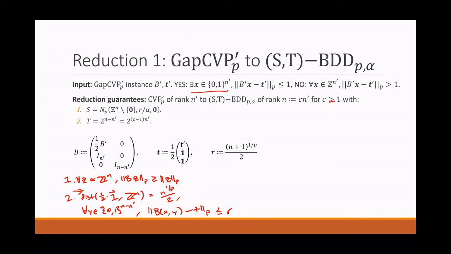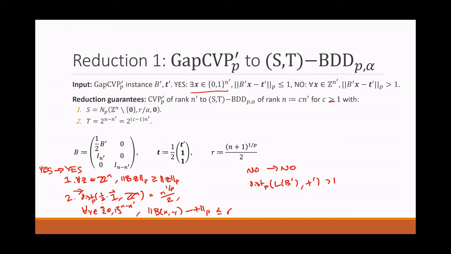Okay, so both of these items show that if we have a yes instance of gap CVP', then we in fact reduce to a yes instance of STBDD, where S and T are set as shown. For the no to no case, this again follows straightforwardly from this observation about the distance between the all-halves vector and the integers, combined with the guarantee that in the no case, the distance between the lattice generated by B' and T' is strictly greater than 1. So this shows that we've reduced from gap CVP' to STBDD.